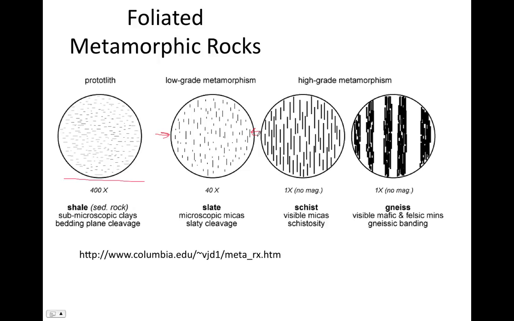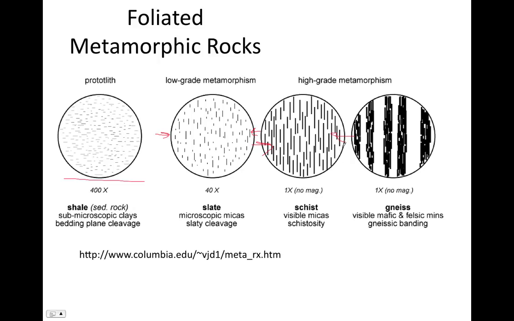You can see that these mineral crystals are about 10 times the size of the original clay minerals, because this is magnified 400 times and this is only magnified 40 times. And if this is squeezed even more, those micas grow in size, and you see these large platy mineral crystals, these large muscovite and biotite crystals. And you see there's no magnification here. You can see these mineral crystals with the naked eye. That is schist. It's a schistosity texture.